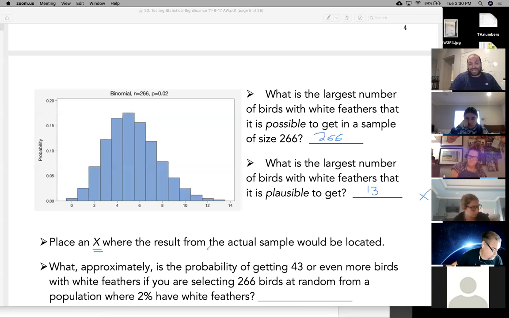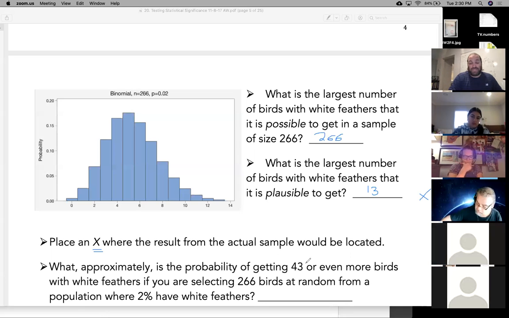So what is approximately the probability of getting 43 or even more than 43? By the way, that means that our answer of 43 was correct. What's the probability of getting 43 or more birds with white feathers if the assumptions are true? If it really was 2%, which is what we're basing our assumptions on, what is the approximate probability of getting 43 or more, all the way up to 266? Let's look at all of those cases. What's the likelihood of getting 43 or more birds with white feathers, approximately?